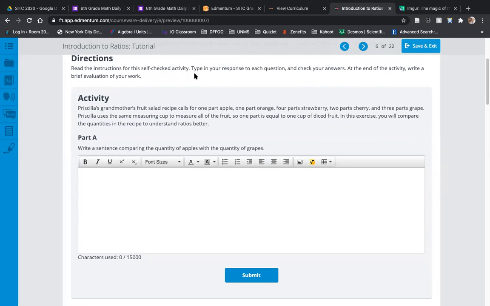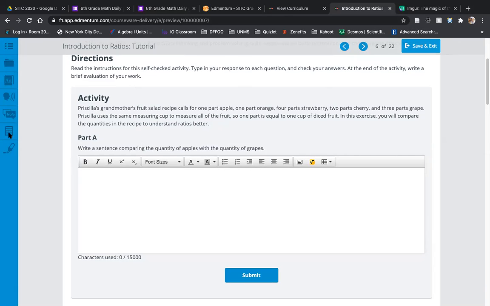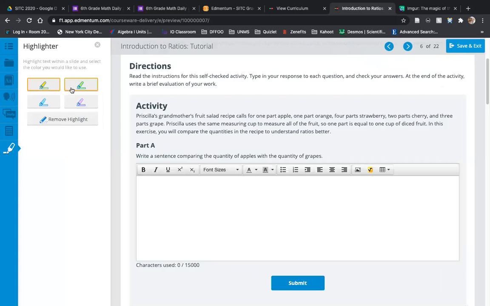So it says, read the instructions for this self-checked activity, type in your response to each question and check your answers. At the end of the activity, write a brief evaluation of your work, all right? Alfie, good job if you did them all. Now, it says Priscilla's grandmother's fruit salad recipe, and it's now giving us the actual recipe, right? So these are some numbers that you're gonna need. Now, let me just show you here, there are some tools that you can use to help you as you guys are working. So this here is a highlighter. So it might be helpful just for you to highlight stuff as you're reading so that you can use it later on. So let's see what over here looks important, right?